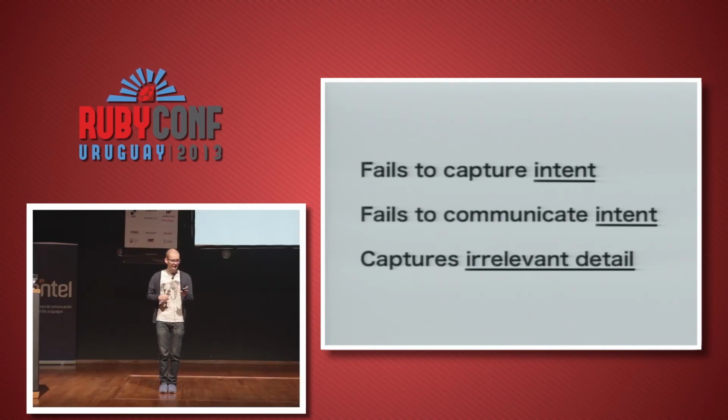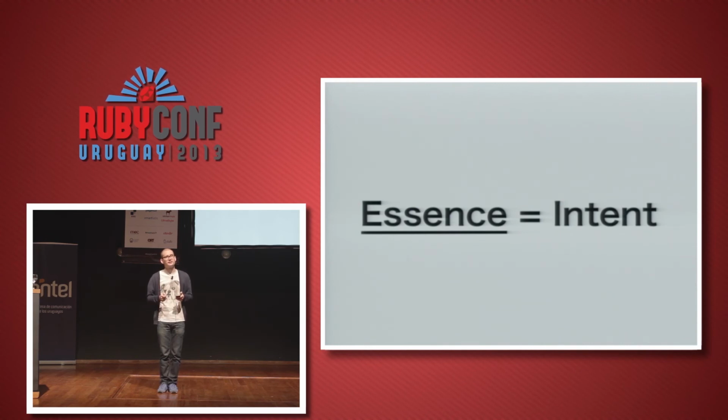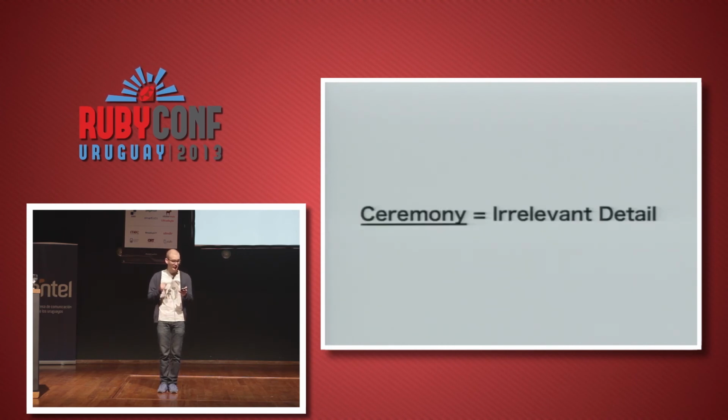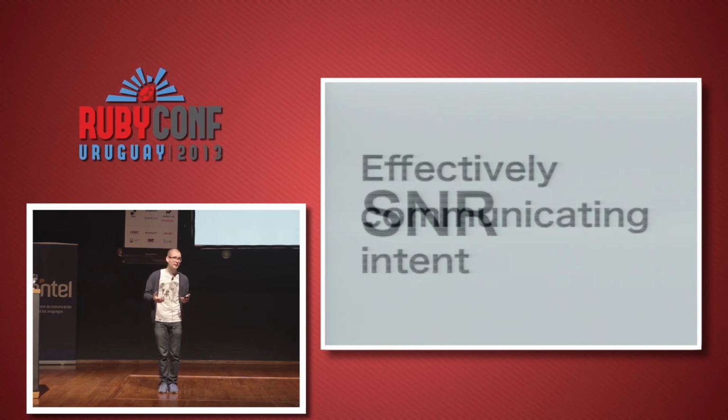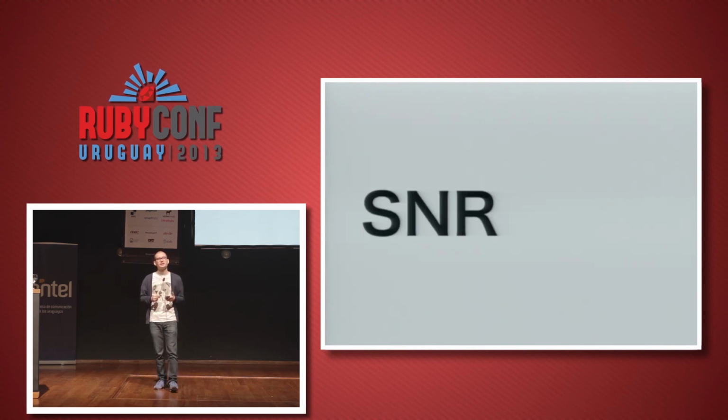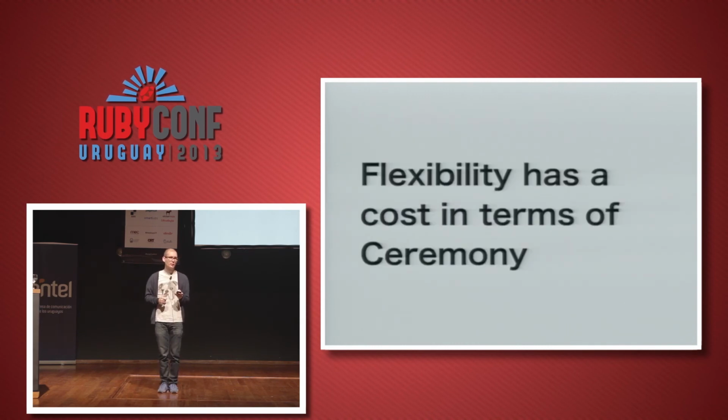In these two resources, the author characterized legacy as the degree to which code fails to capture intent, fails to communicate intent, and captures irrelevant detail. He calls essence that code that captures and communicates intent, and ceremony that code that captures irrelevant detail. Irrelevant from the point of view of the developer, of course. So this is about how effectively our code communicates its intent and nothing else. It's about maximizing the signal versus noise ratio of our code.